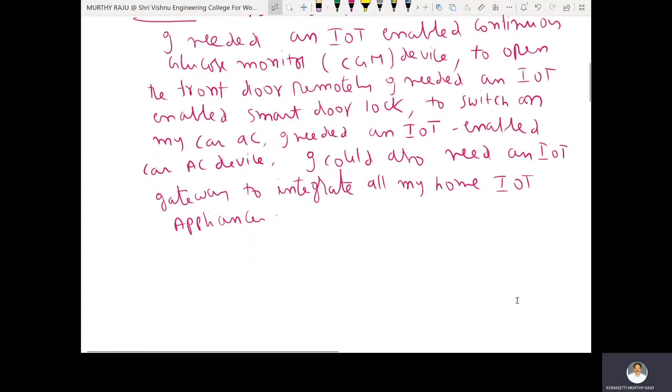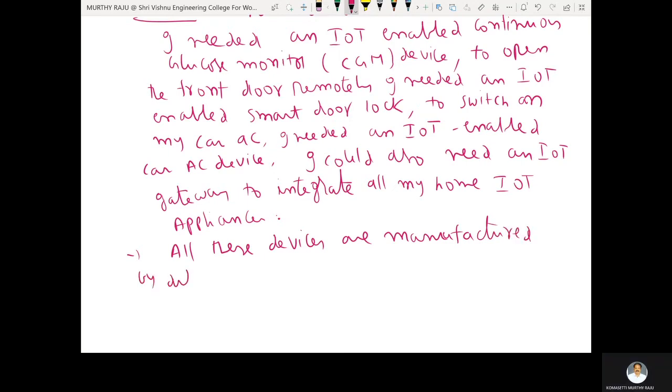Suppose all this compatibility is missing here, because there are different devices and different applications. All these devices are manufactured by different vendors. Vendors means dealers.